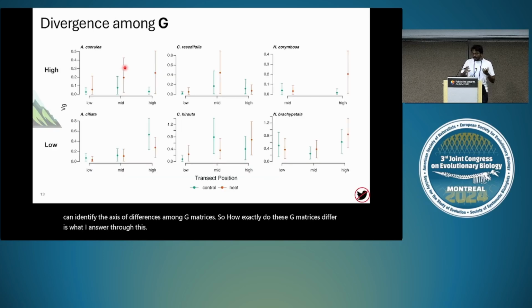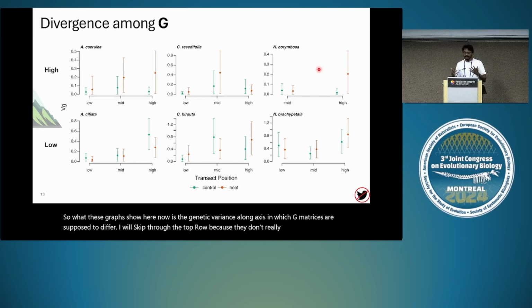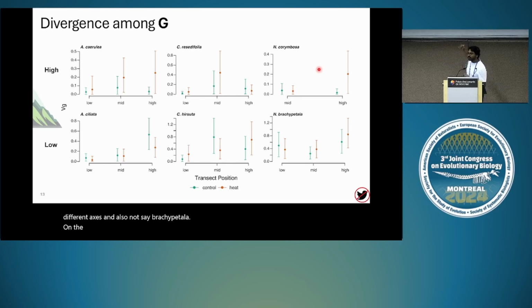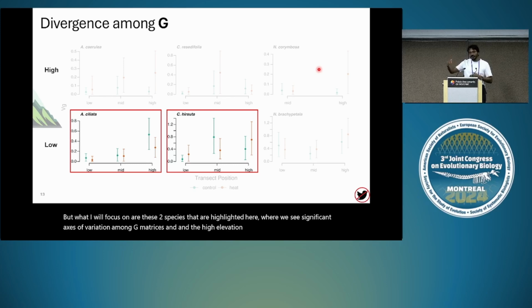So what these graphs show here now is the genetic variance along axes in which G matrices are supposed to differ. I will skip through the top row because they don't really have significantly different axes, and also Notsea brachypetala on the bottom right, I think. But what I will focus on are these two species that are highlighted here, where we see significant axes of variation among G matrices. And the higher elevation populations usually had more variation in this direction, which led to differences among G.